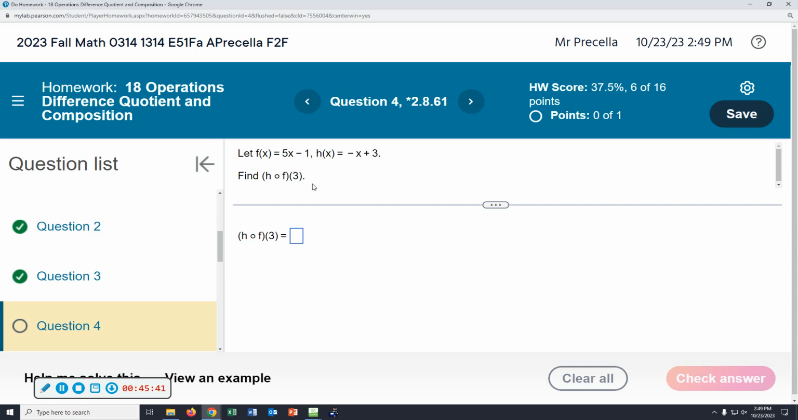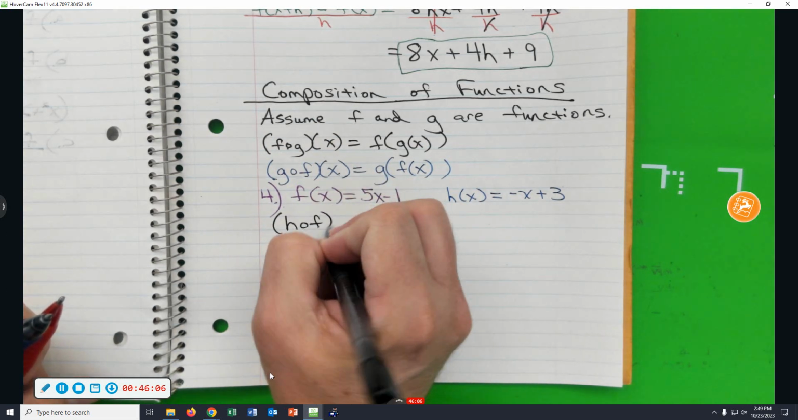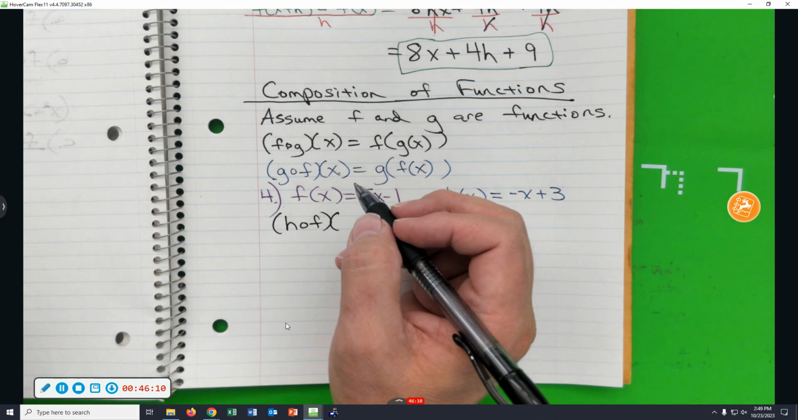Let me say in words what you're going to do right now. You start with the 3, plug it into the function beside it, the f. Then take that answer, plug it into h. How do we write all of that symbolically? Plug 3 into f and then take that answer and plug it into h. h composed with f of 3.